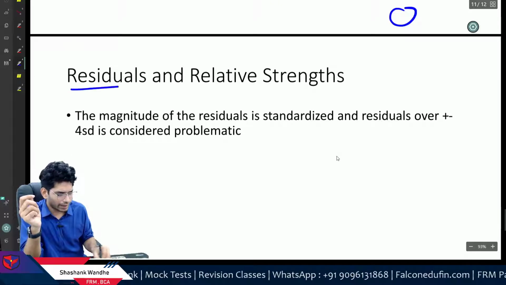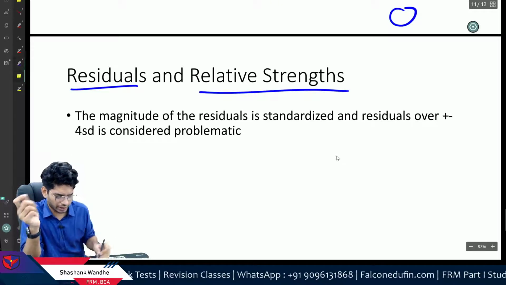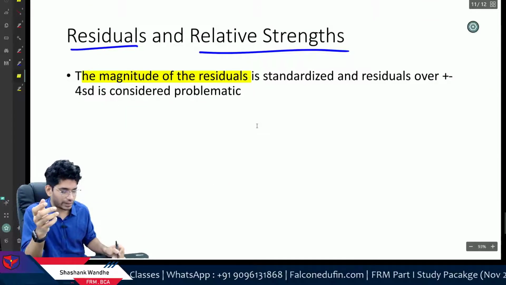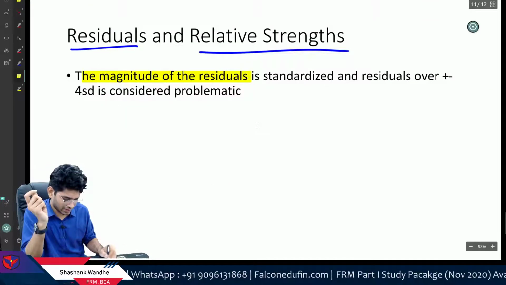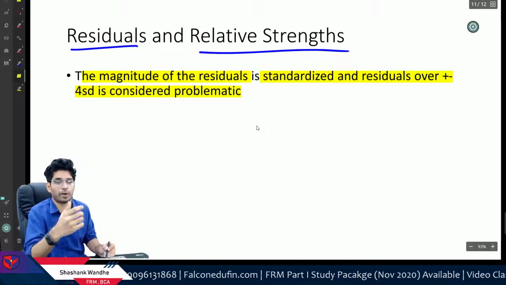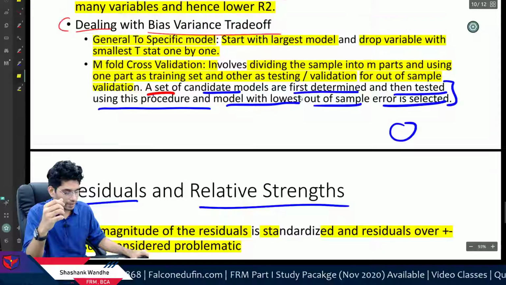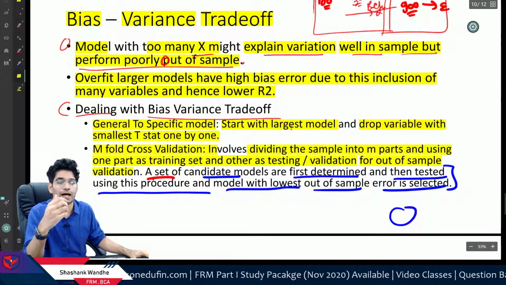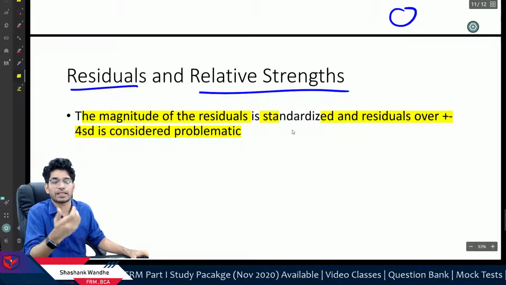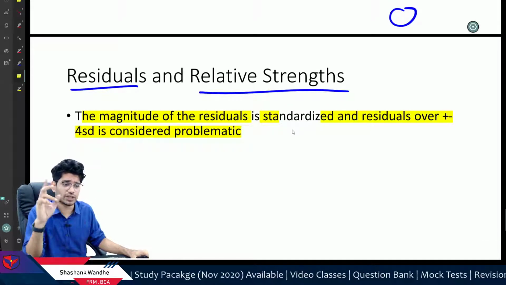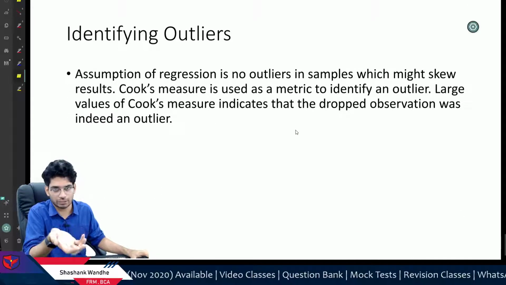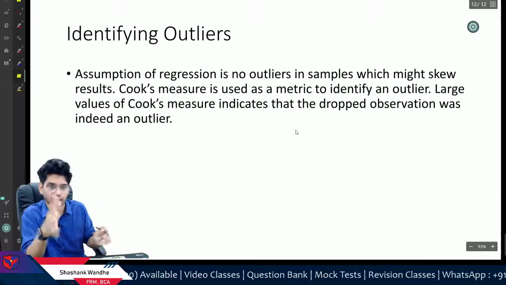Residuals and relative strengths. Here we are talking in relation to this particular residual. The magnitude of the residuals is standardized, and a residual over plus or minus 4 SD is considered problematic. So if any model is producing residuals more than plus or minus 4 standard deviations, then we will consider it problematic. You will get these values from software. Software will provide you all the values.